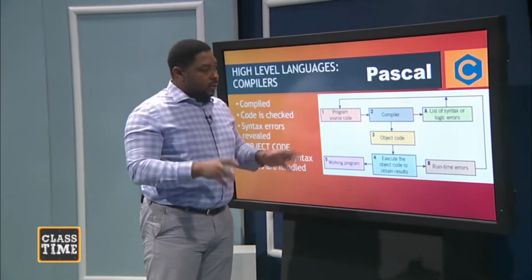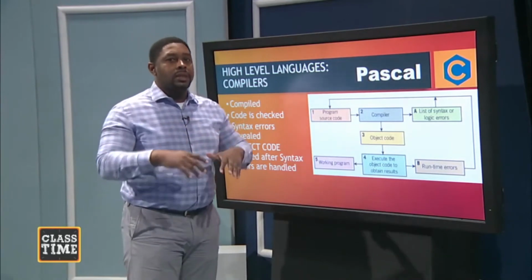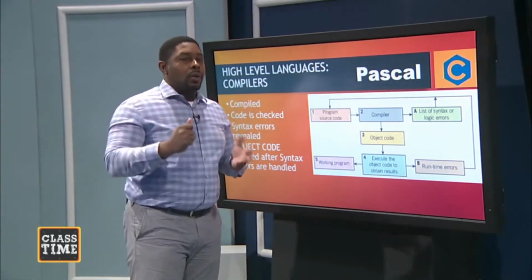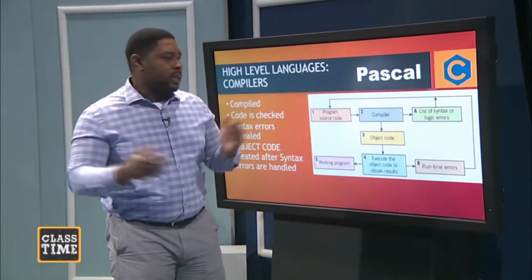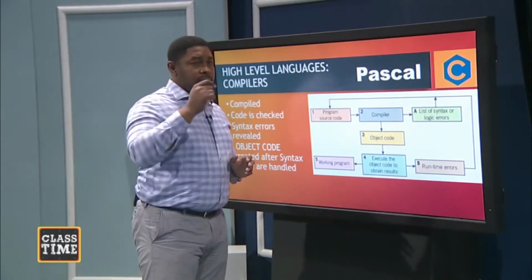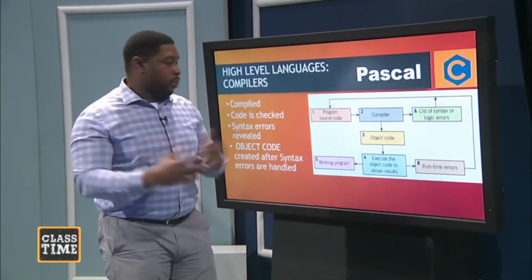When that is done, then it will possibly create an object code, and that object code is where we get into the zeros and ones, which sometimes you'll be able to just click on, depending on what it is. And then it will create an executable that you can double click on and the program will run.